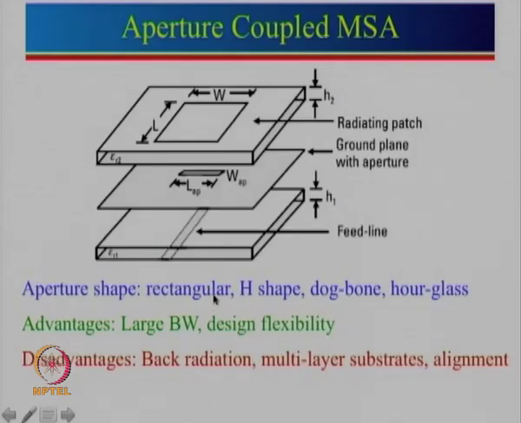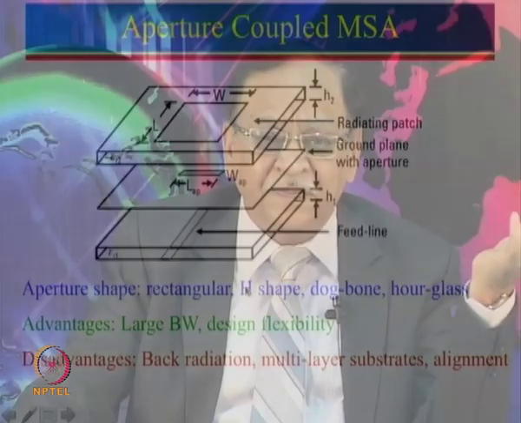So in fact they have actually found different solutions also. Sometimes instead of using a microstrip configuration, a strip line configuration is also used, so that the back radiation is reduced significantly, but then that adds one more substrate layer. So the overall cost of the antenna increases, overall thickness of the antenna increases. So depending upon the application, one can use an electromagnetically coupled or one can use aperture coupled.